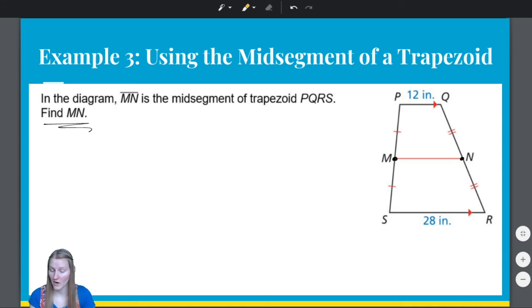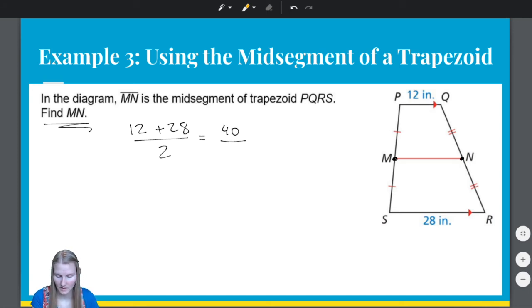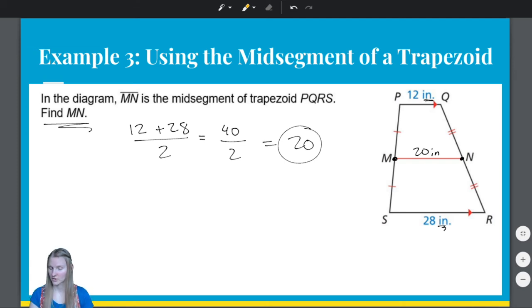Well, remember, if I want to find the midsegment, I just need to average my bases. So I'm going to do 12 plus 28 divided by 2. 12 plus 28 is 40, divided by 2 is 20. 20 inches. Don't forget your units since they give them to us. So, I have 20 inches.